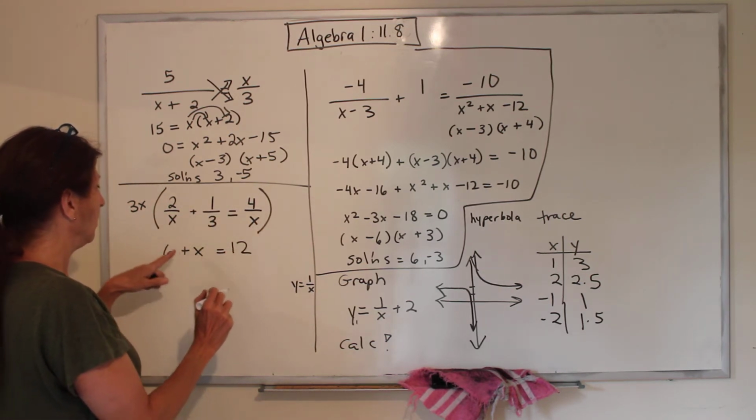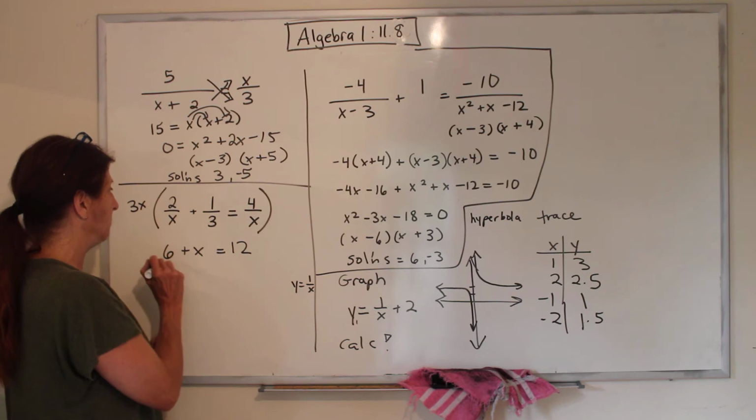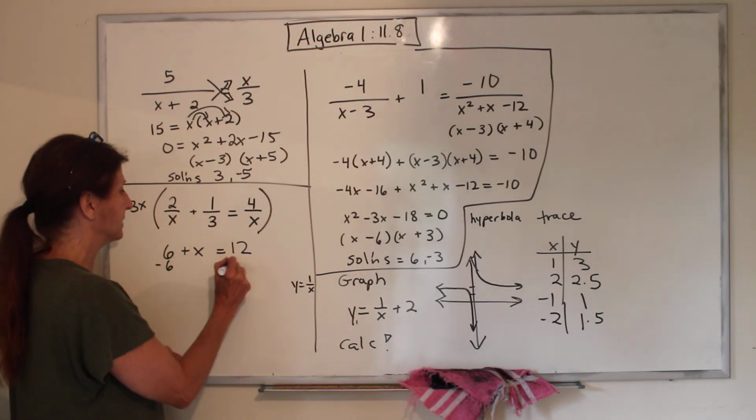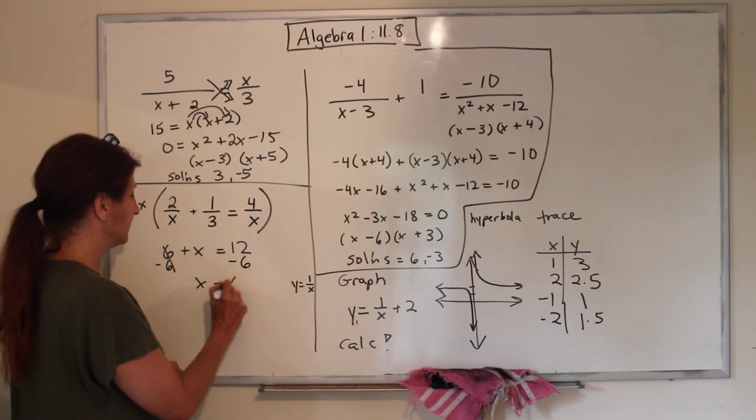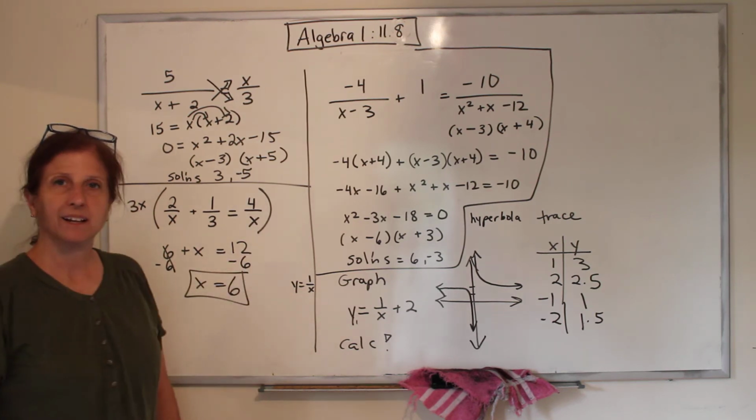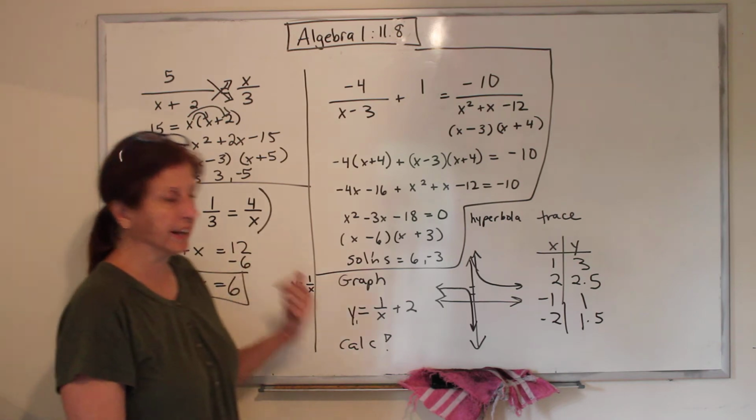So now, why is x not alone? It's got a plus 6 here. What's the opposite? Minus 6. What I do to one side, I do to the other. X is equal to 6. Wasn't that fun? I really like that.